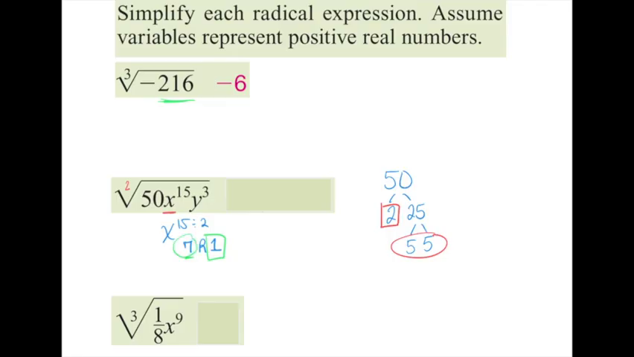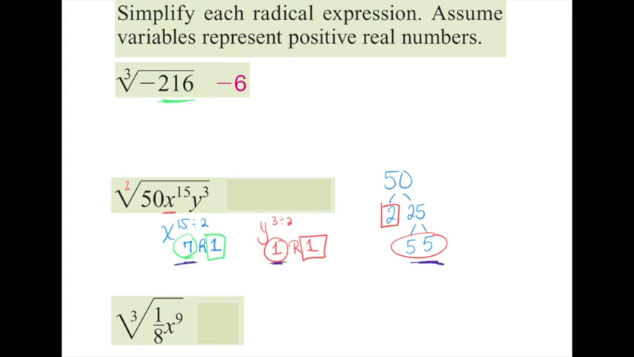So that goes out, that stays in. I'll do the same thing with my y. 3 divided by 2, well, that's going to be 1 with the remainder of 1. That means 1 y is going to come out, 1 y is going to stay in. So if I look at everything that I've pulled out: a 5, an x to the 7th, and a y to the 1st power.